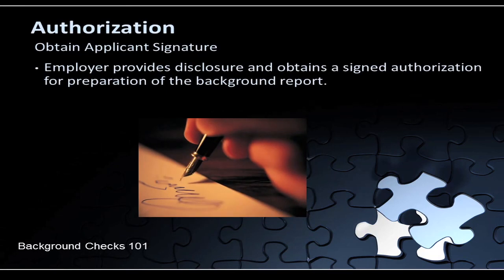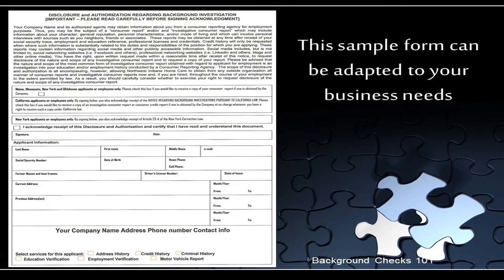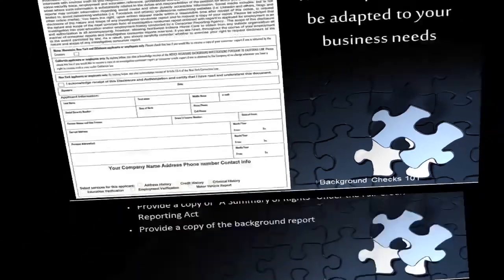Authorization. Employer provides disclosure and obtains a signed authorization for preparation of the background report. This is an example of a disclosure and authorization form that meets FCRA requirements. There may be more state requirement notices that are not discussed in this session. Your screening provider may also provide this form.